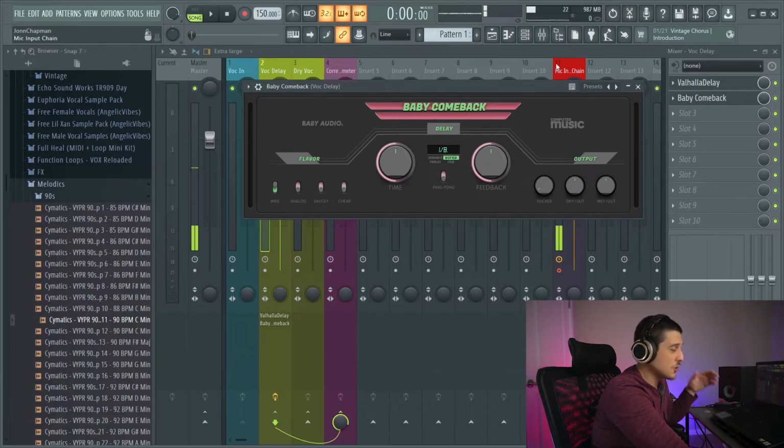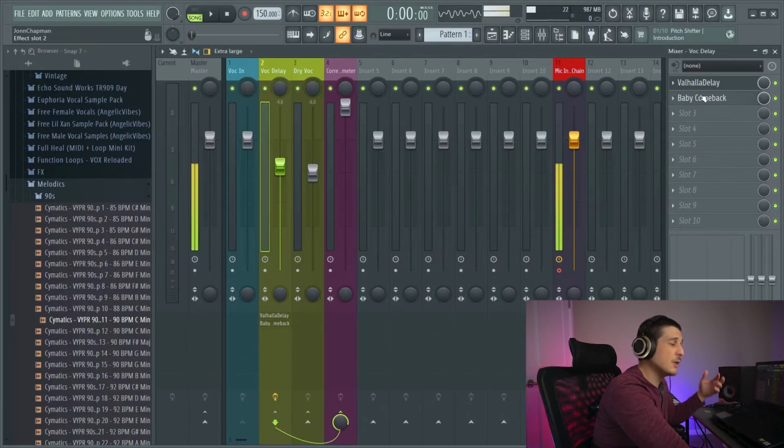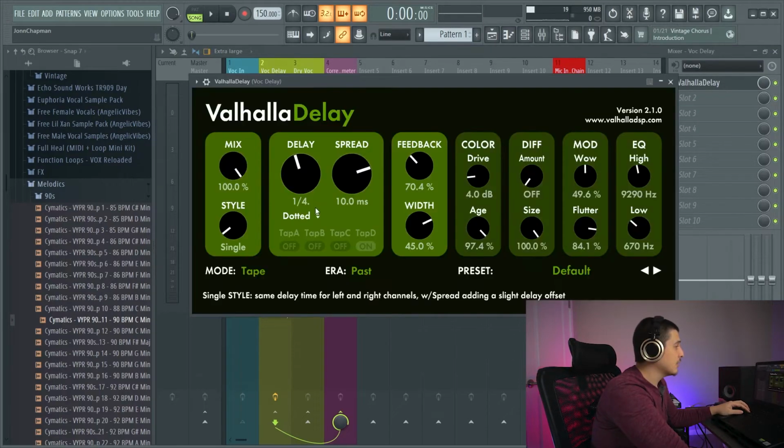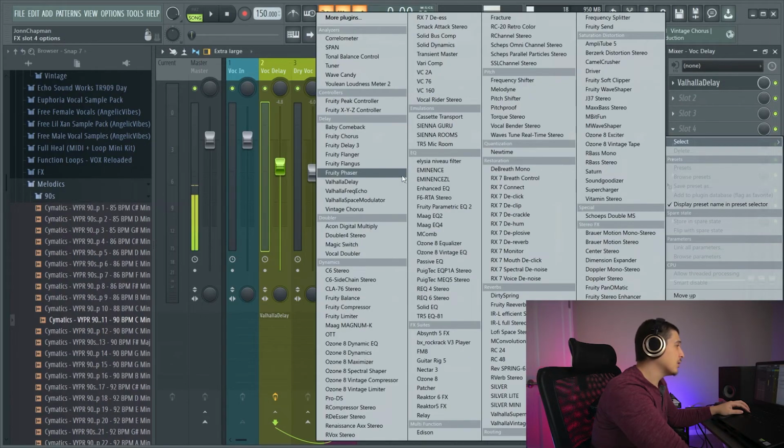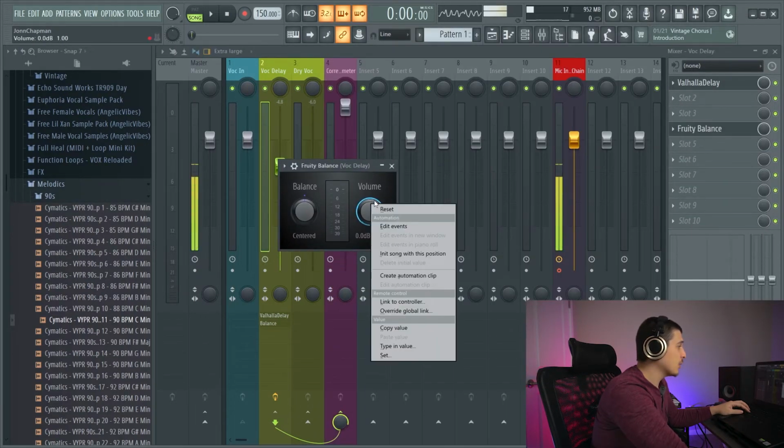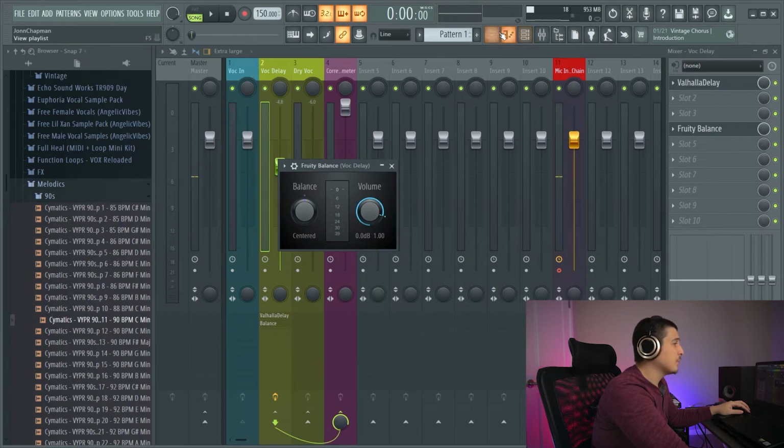Now that we've created your standard delay, listened to it, and talked about the controls, I've got two more techniques for you. So we're going to take this from a dotted to a regular quarter note. We're going to load up our Fruity Balance again, and we're going to create an automation clip, because what we're going to do is create some vocal throws.